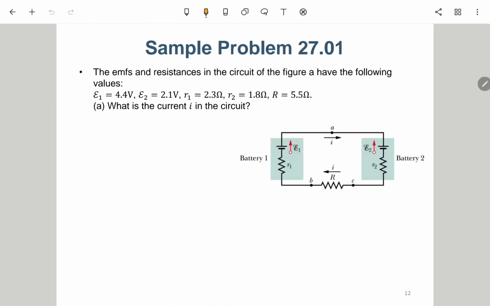Okay, so here we have a sample problem, which is really simple. It says the EMFs and resistances in the circuit of figure A have the following values: E1, E2, R1, R2, and capital R. What is the current I in the circuit?